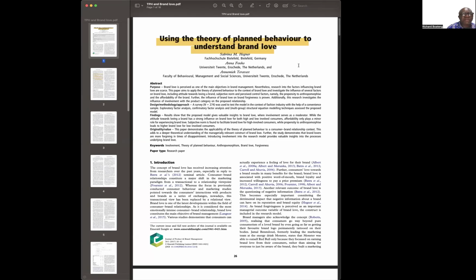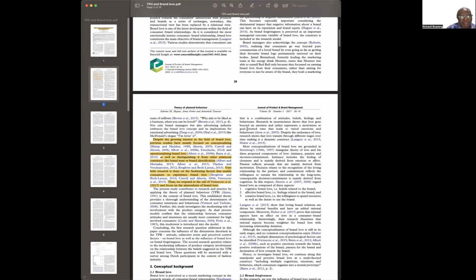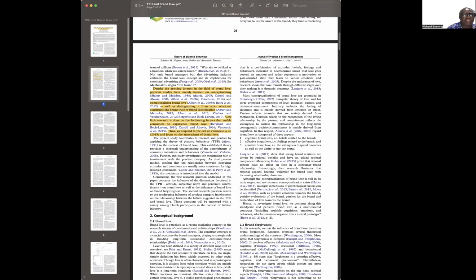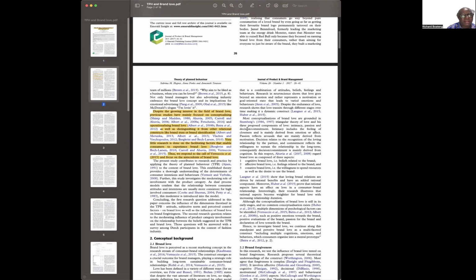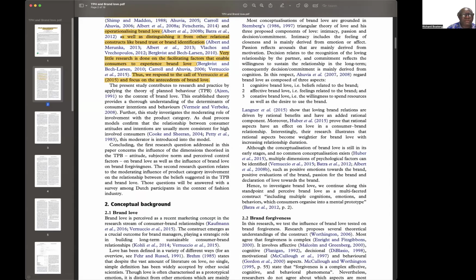This is a theory of planned behavior used to understand brand love. So the theory of planned behavior says that there are three things that predict a person's intention to perform a behavior. It contributes to research by applying the theory of planned behavior to the context of brand love. The established theory provides a thorough understanding of the determinants of consumer intentions and behavior. So this is what you are using.